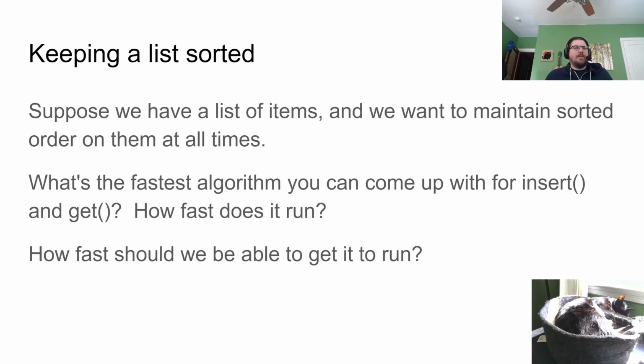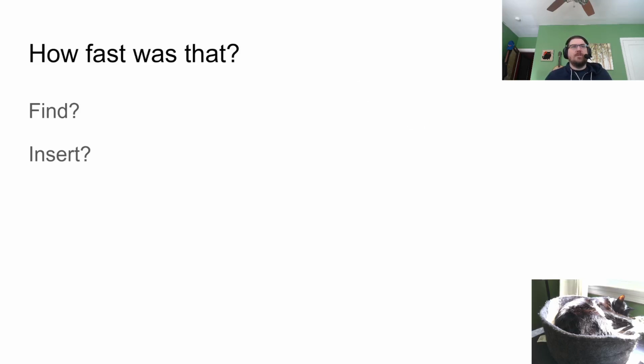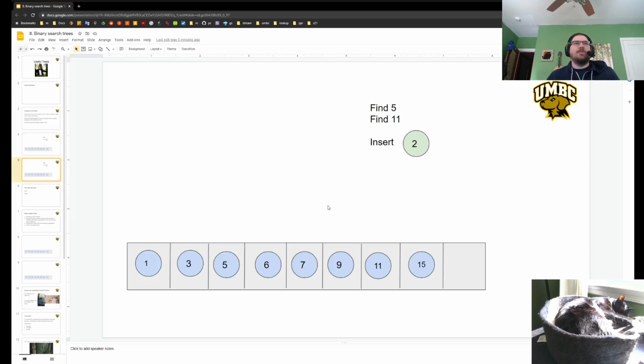How fast should we be able to get it to run? So here we go. I'm going to do it a little weird today. We have a list of sorted items in an array. This lovely illustration, this boxy array situation. And so the question is, what algorithm do we use to do gets and inserts?